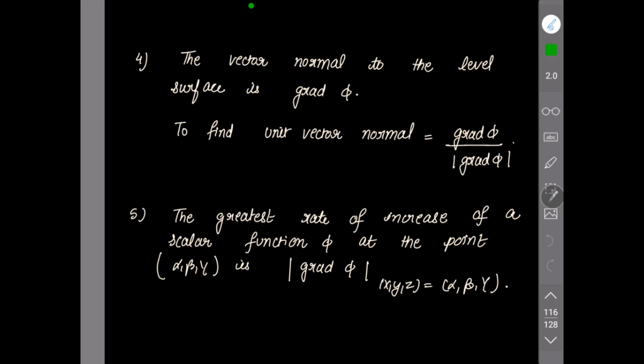Fifth is, the greatest rate of increase of a scalar function phi at the point alpha, beta, gamma is the magnitude of grad phi, its mod at the point alpha, beta, gamma, right? So for the greatest rate of increase of a scalar function, you have to calculate the magnitude of grad phi at the given point.